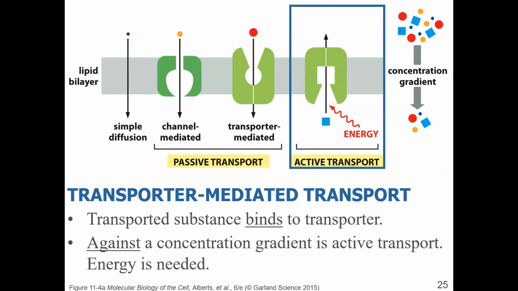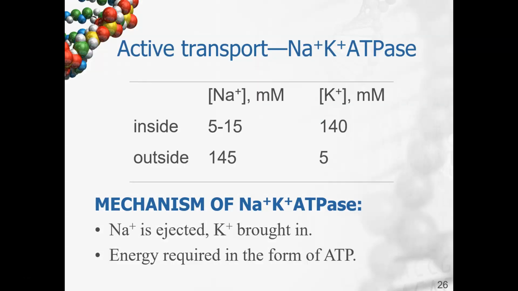So let us go to our last category, active transport. Here we are going to transport our little blue square against its concentration gradient. This is going to require the input of energy, and we will use the energy of ATP hydrolysis to drive conformational changes. So let's see how that works. Well, first we should note that cells generally maintain a low concentration of sodium ions inside the cell, between 5 and 15 millimolar. Outside, the concentration is 145 millimolar.